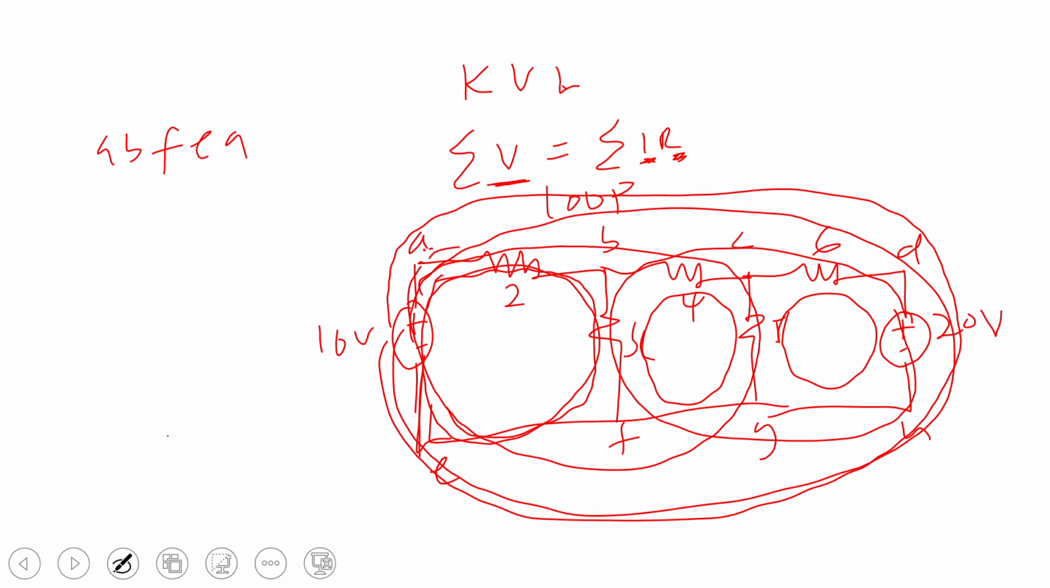Now, one thing that you should know is that a loop can be taken in the clockwise direction or in the anti-clockwise direction. Any way that you take a loop, it also works. Depending on how you are taking the loop, the Kirchhoff voltage law says the sum of the voltage sources should be equal to the sum of the voltage drops, or the current times resistors.